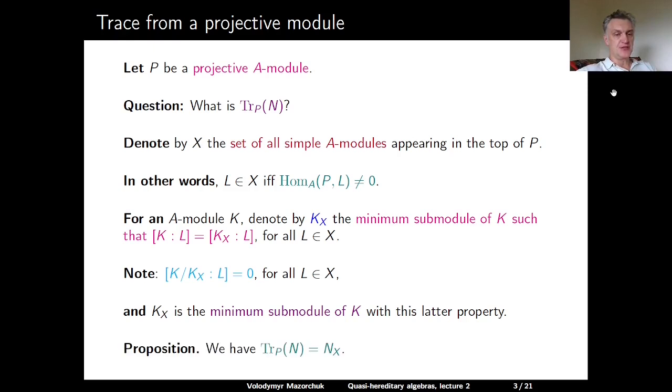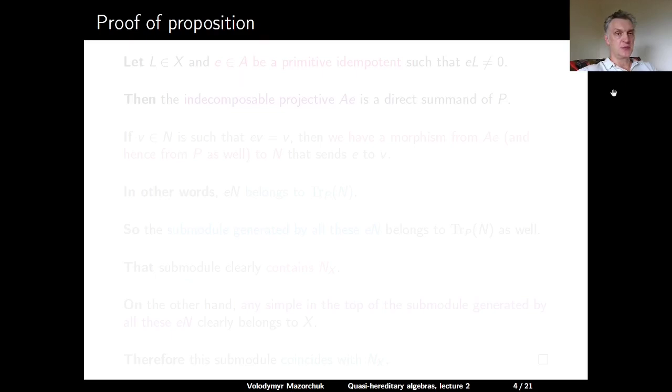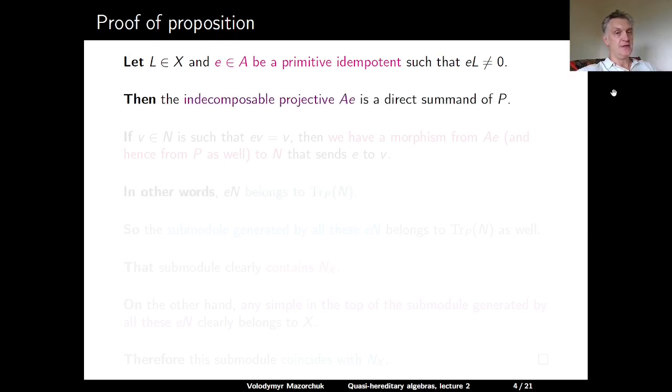Now we formulate a proposition. The trace of the module P in any module N is equal to N sub X. Let us now prove this proposition. Let L be a module in X and e a primitive idempotent in A which doesn't kill the module L, so eL is non-zero. Then we have the indecomposable projective module Ae, and this module is a direct summand of P, because e doesn't kill some simple in X.